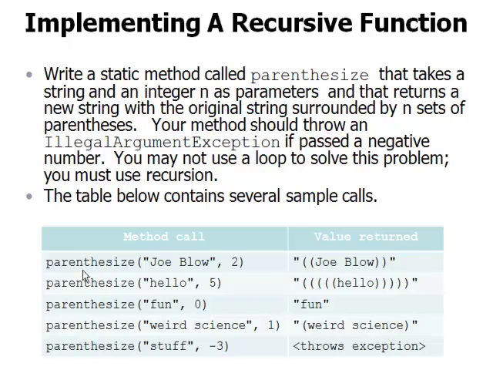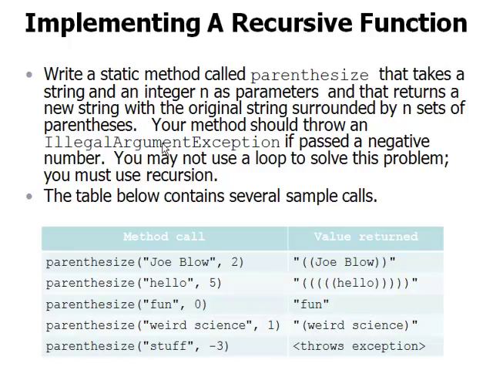So for example, if we're asked to parenthesize the string Joe Blow with 2 sets of parens, we end up with a brand new string that has the text with 2 left parens and 2 right parens. If we're asked to put 5 sets of parens around hello, we end up with 5 left parens, 5 right parens around that text hello. It would be possible to ask for 0 sets of parens, in which case we just get the original string, or 1 set of parens, which might be kind of a simple case.